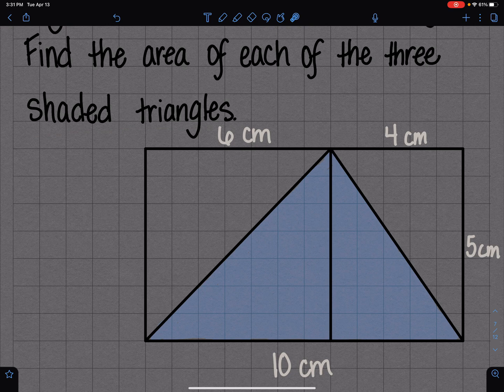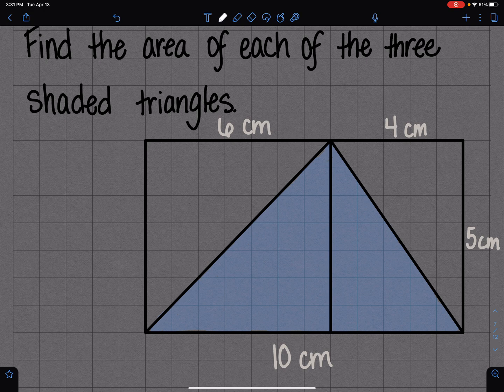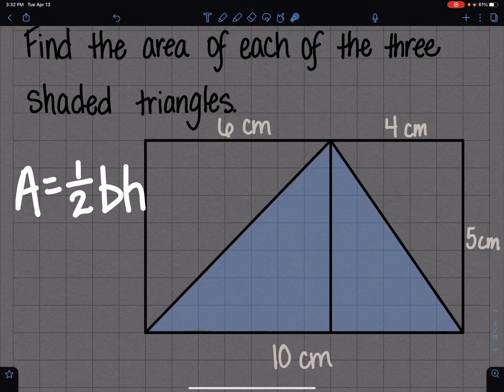So, do you remember the formula for the area of a triangle? If it's dripping off your tongue, you're going to say the area is 1/2 the base times the height. The other important thing to remember is that the base and the height have to be perpendicular, so it has to be at a 90-degree angle.